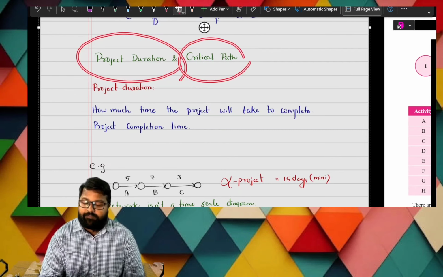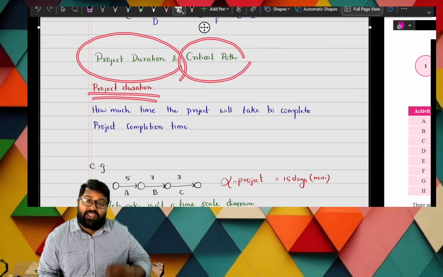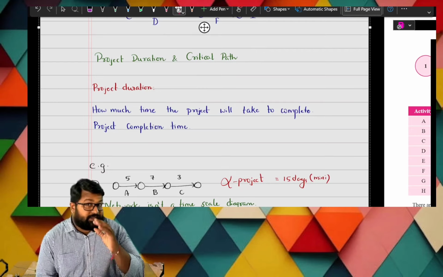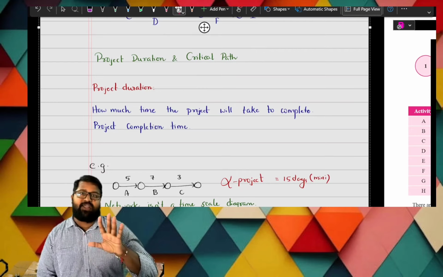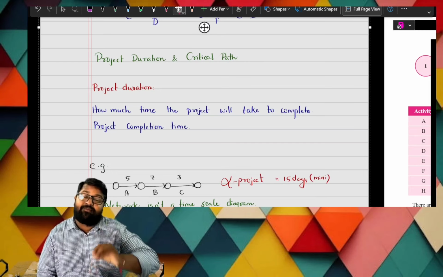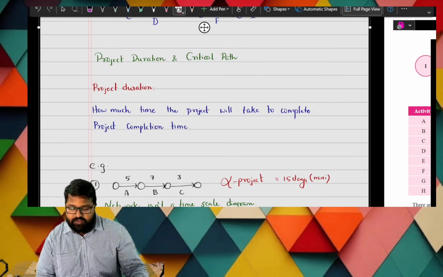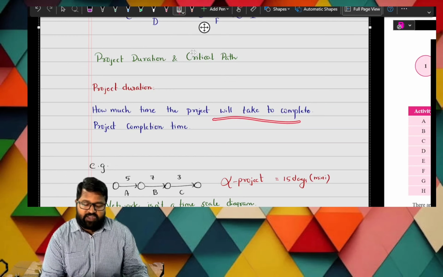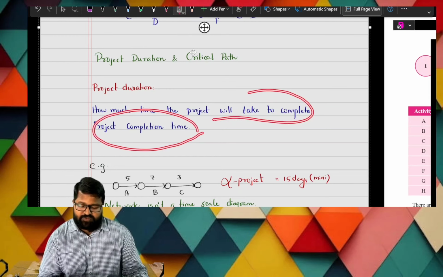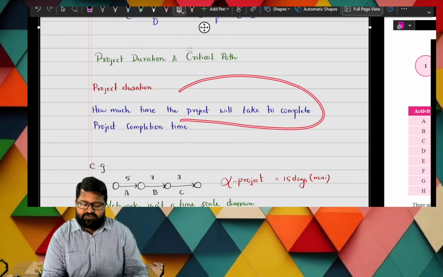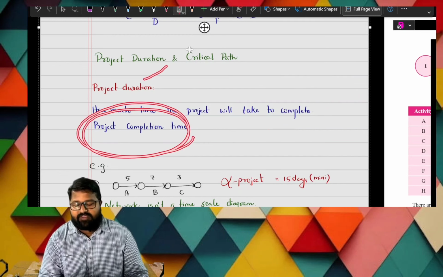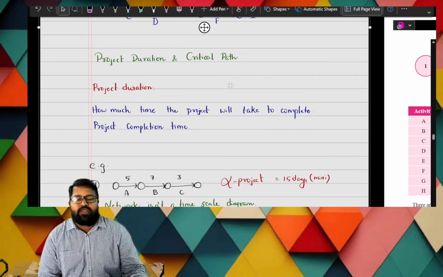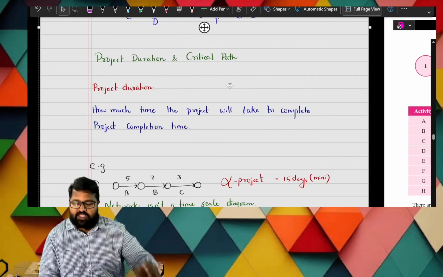What is meant by project duration? Time taken to complete the project, that too minimum time. How much time the project will take to complete is nothing but the project completion time, or project duration. Let us understand this with an example.